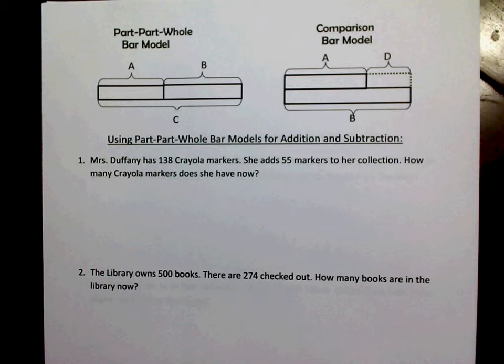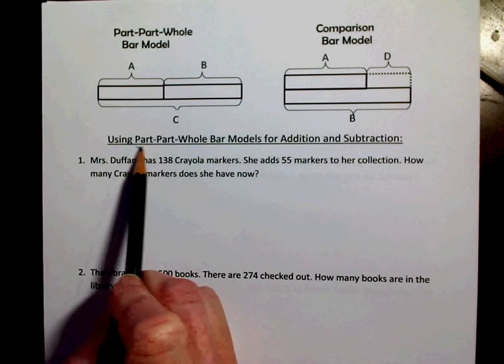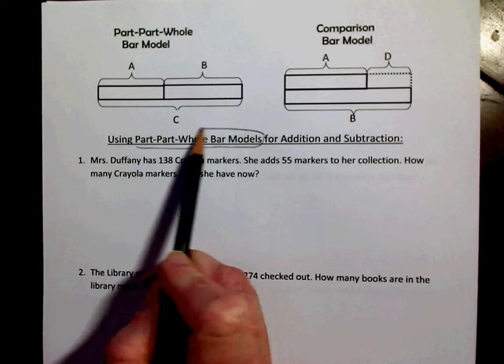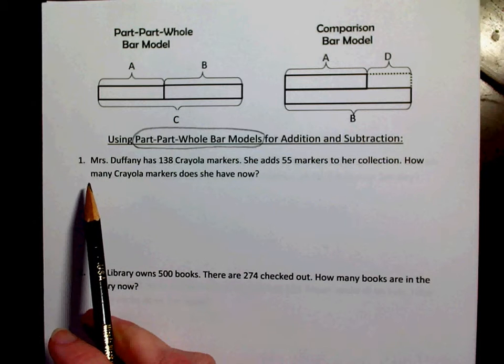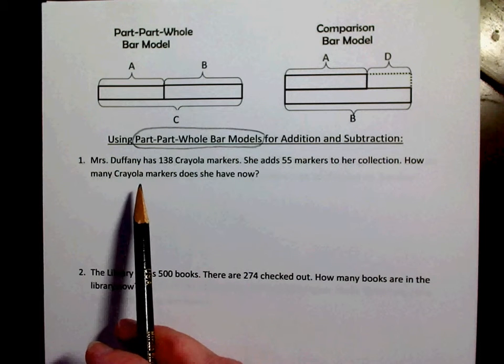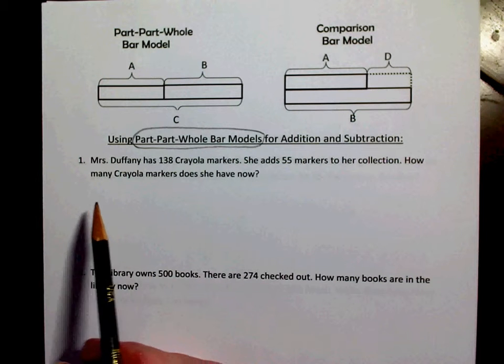All right, so you know the two different types of bar models. So let's see how we would use them for word problems. We're going to start off doing part-whole bar models for addition and subtraction. I always tell my kids to read one sentence at a time until they thoroughly understand it, read through it two or three times if they need to, and then the bar model will help them as well.